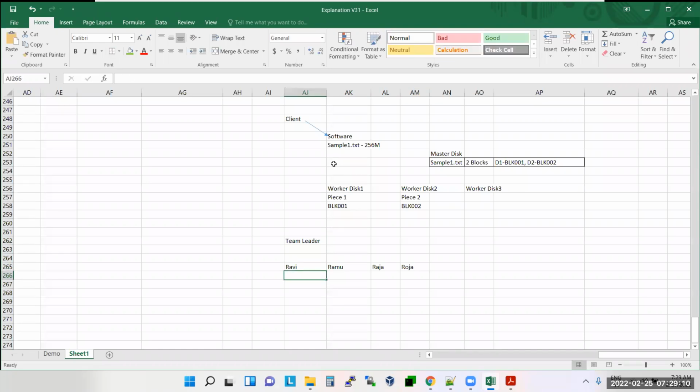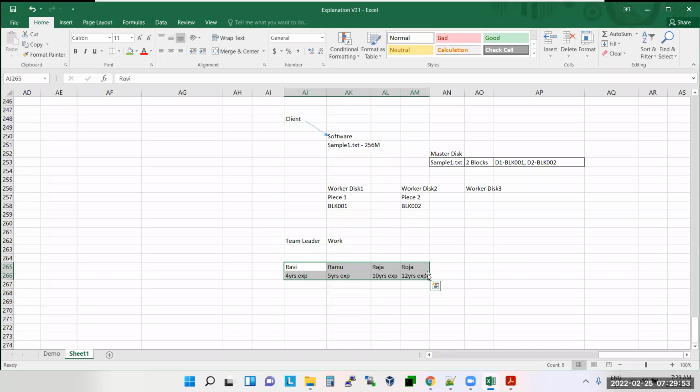Now Ravi has, let's say, 4 years of experience. Ramu has 5 years of experience. Raja has, let's say, 12 years of experience. Now you have some work to do. If you ask any person, they will do it. Ravi also can do your work. Ramu also can do your work. Raja also can do your work. Roja also can do your work. But to whom will you give it now?